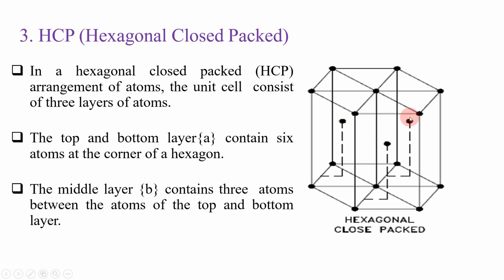So this is all about the types of crystal structure, that is BCC, FCC, and HCP, that is body centered cubic structure, face centered cubic structure, and hexagonal close packed structure.